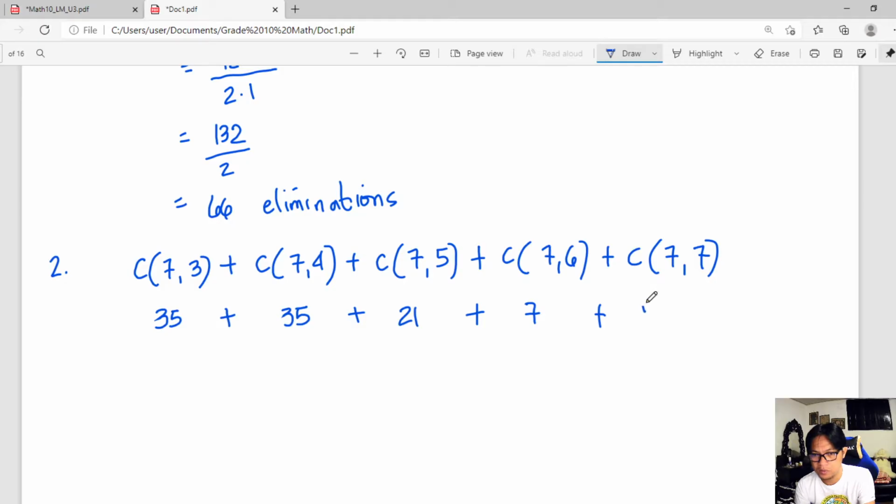So, we're going to add that one. 35 plus 35, 70, plus 21, 91, plus 7, 98, plus 1, 99. So, there are 99 polygons.